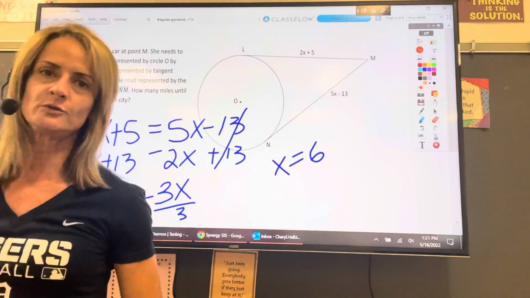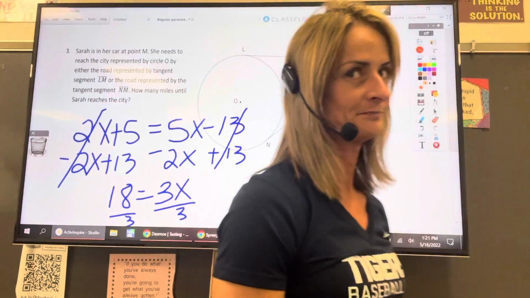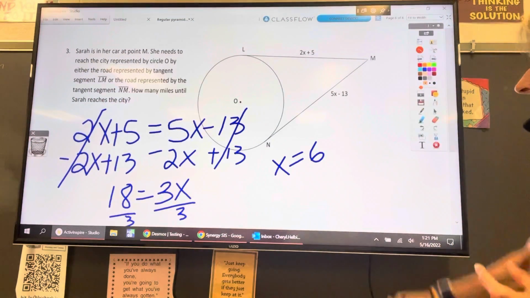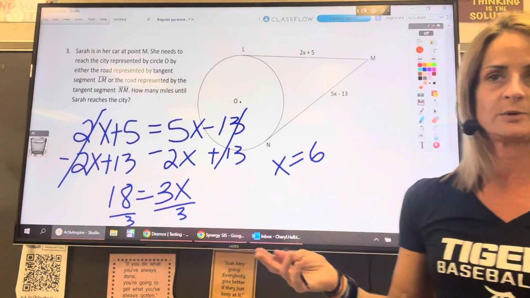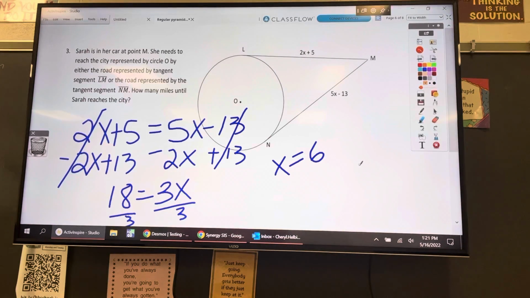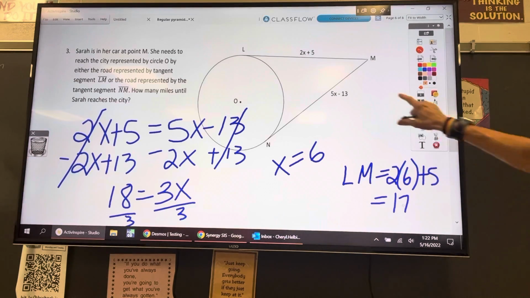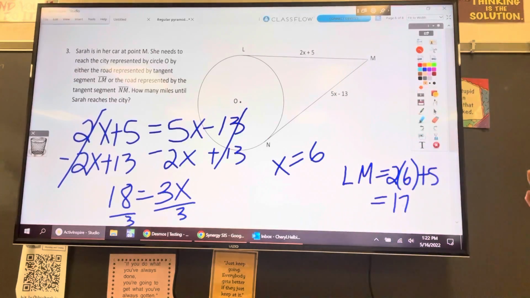X is 6. X equals 6. Guaranteed will be one of the distractor answers. Okay. This is asking how many miles. So we have to take the 6 and plug it in, and since they're equal, we can plug it into either expression. So I like 2x plus 5. So I can write LM equals 2 times 6 plus 5. So that's 12 plus 5, so I'm getting 17. And if you plugged in 6 here for 5x minus 13, you'd get 30 minus 13, which is still 17. We good?